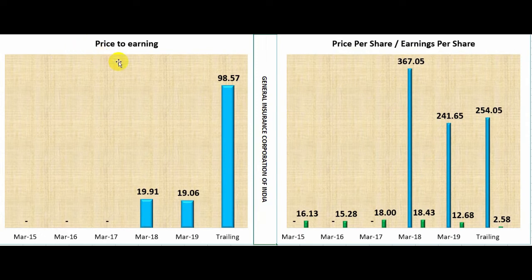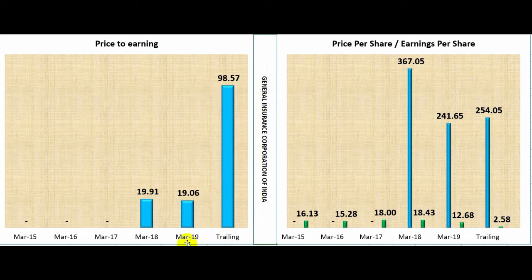Next valuation ratio is price to earning, meaning what is the multiple we are paying against the earnings of the company. So if the company has earned 100 crores in 1 year and we are paying 1,000 crores for that company, so we are paying a multiple of 10 times. So that's a price to earnings multiple.